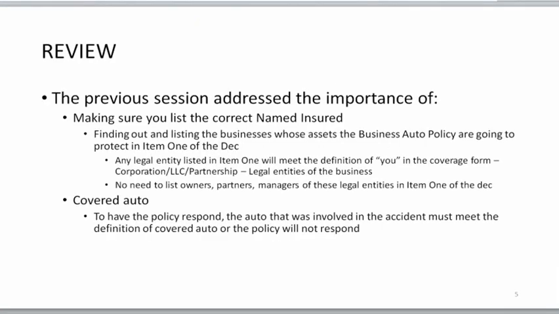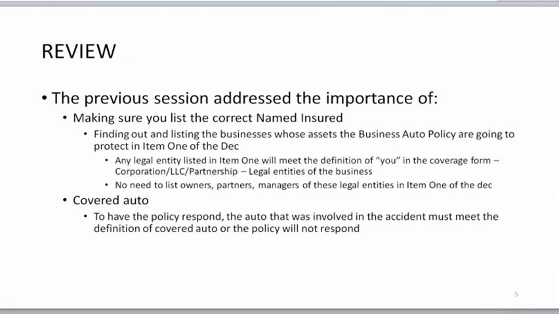The previous 2-hour session addressed the importance of making sure you list the correct named insured on the named insured line. Find out and list the business whose assets the business auto policy is going to protect in Item 1 of the deck. Any legal entity listed in Item 1 will meet the definition of you in the coverage form. It could be a corporation, LLC, partnership, or an individual, the legal entities of the business. There's no need to list the owners, partners, managers of these legal entities in Item 1 of the deck.